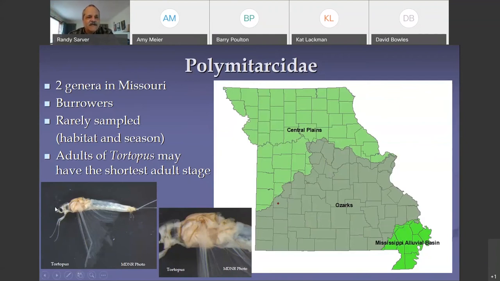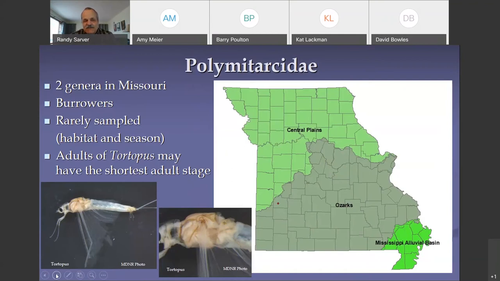And we rarely sample them because of their habitat, large rivers, and they emerge for the most part during the middle of the summer. And that's not when we typically sample for bioassessment samples.